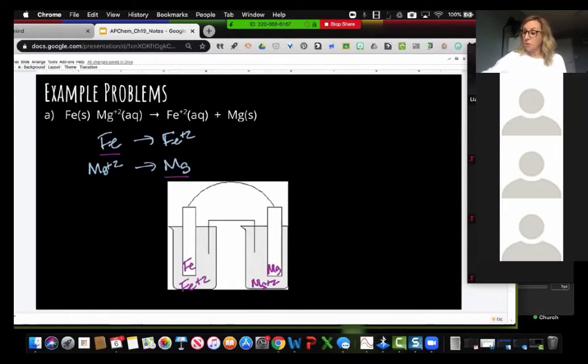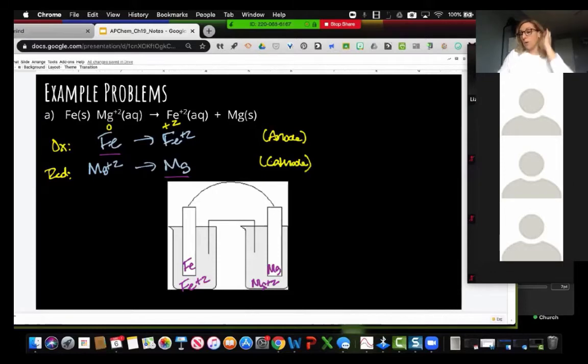So we have to first label what's oxidized and what's reduced. If Fe goes from 0 to +2, then that's losing electrons, so that's oxidized. That means that would have to be the anode. This one then would have to be reduced, so that would be the cathode.